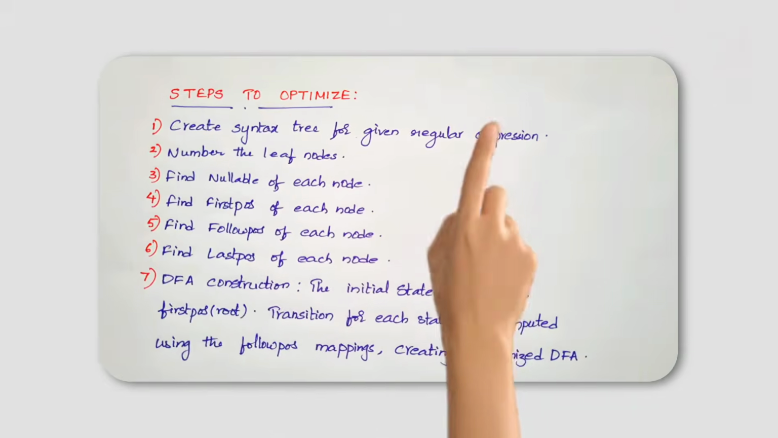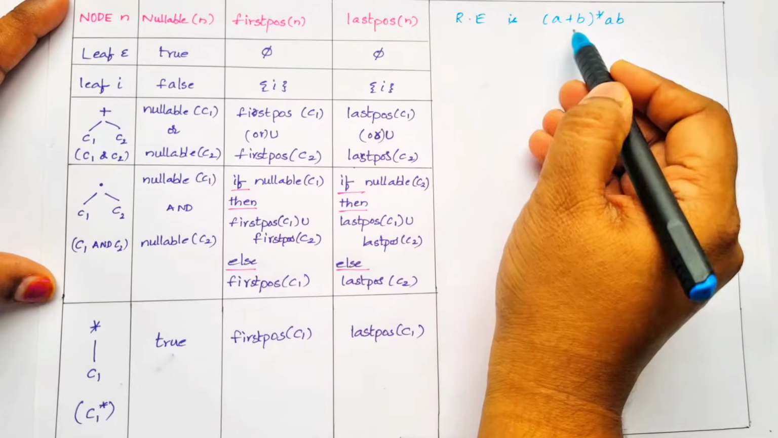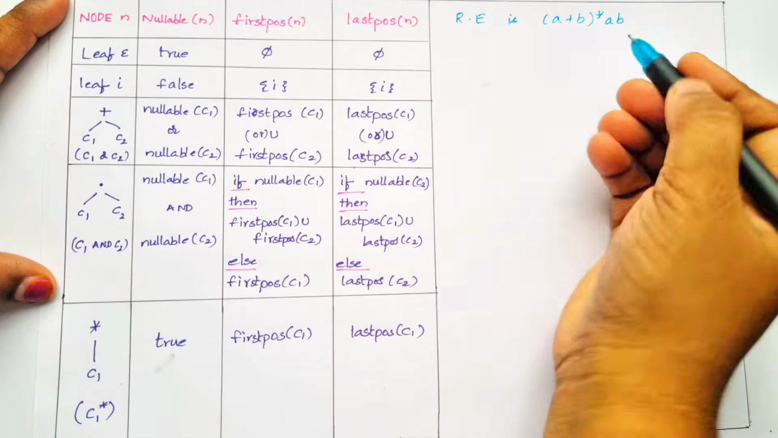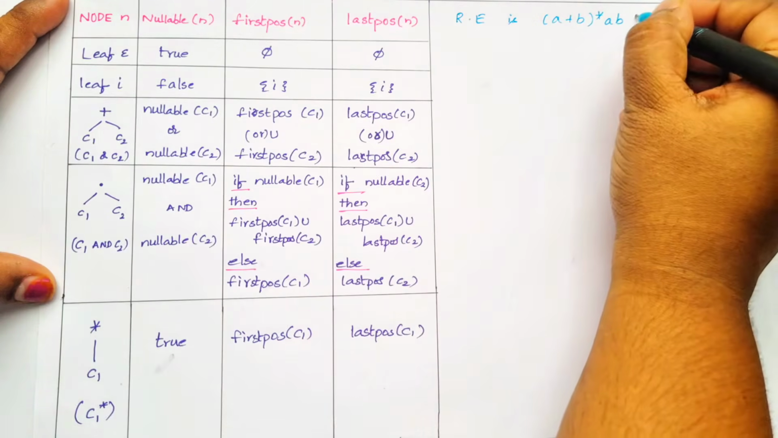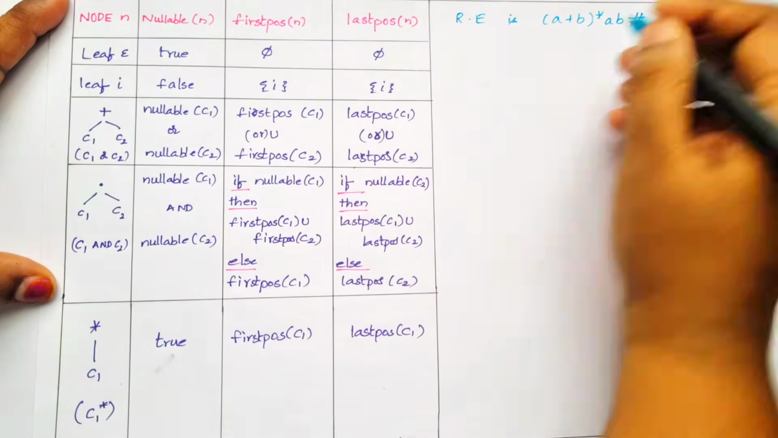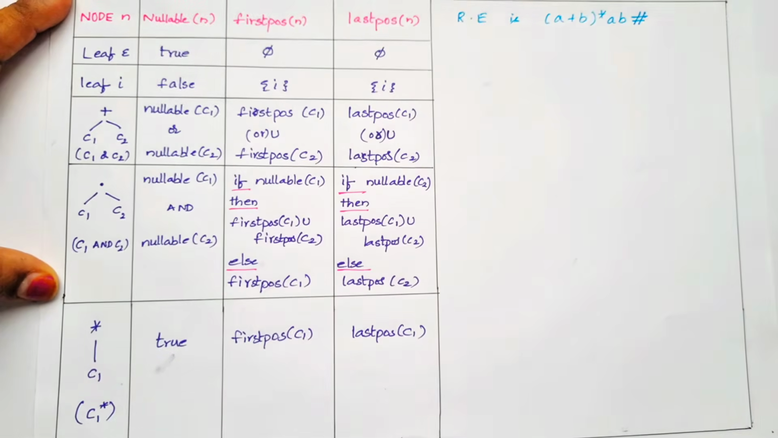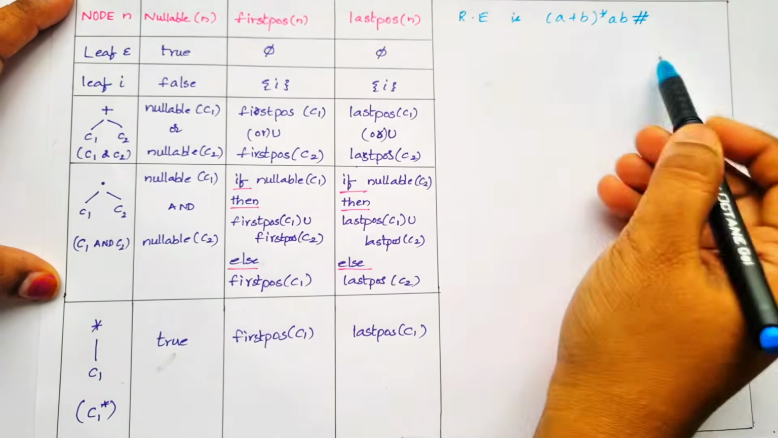Let us see an example. The regular expression which I have taken is (a+b)* followed by ab. Actually, first you need to include an end marker hash for every given regular expression. Then we will construct the syntax tree. For constructing the syntax tree, we will traverse the regular expression from left to right.